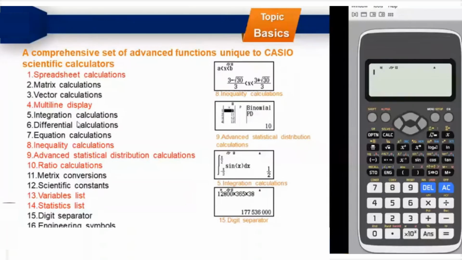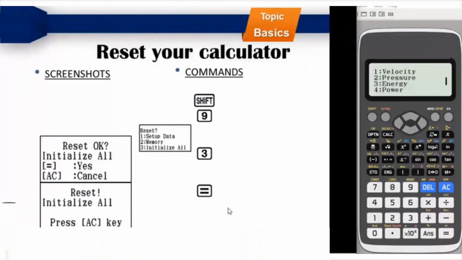You can perform spreadsheet calculations, matrix, vectors, multi-line display, integration and differential calculations can be done, equations can be calculated, inequality calculations can be done, advanced statistical distribution calculations, ratio calculation, matrix conversions, scientific constants, variable list, statistical list, digit separator, engineering symbols, and online visualization using the QR code. All right. Since we just saved a few values, I'll just show you shift and recall. These were the values that we stored, right?